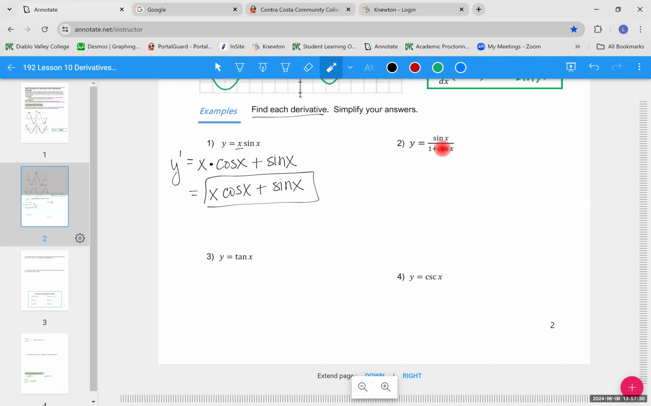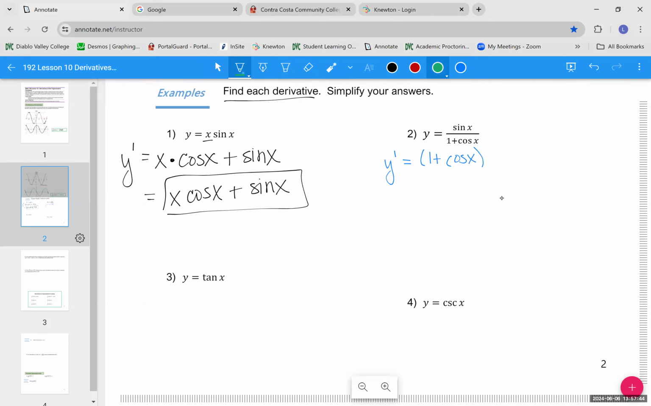The next one has sine of x over 1 plus cosine x. So we're going to need to use the quotient rule here. So y prime is low d high, the derivative of sine is cosine, minus high d low, the derivative of 1 is 0, and the derivative of cosine is negative sine, all over low, low.